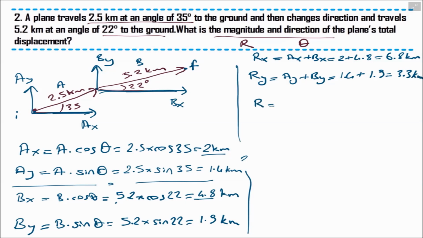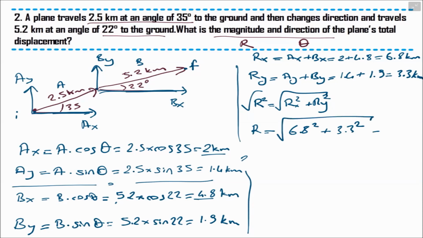And R square equal Rx square plus Ry squared. So if we take the root of the both sides, R gonna be equal, Rx is the 6.8 square plus 3.3 square under root. So that will be equal 7.5 kilometer.